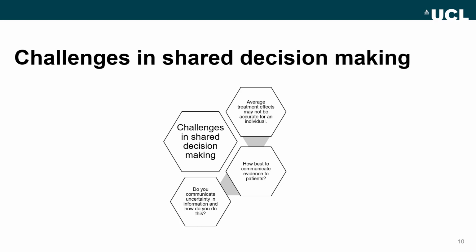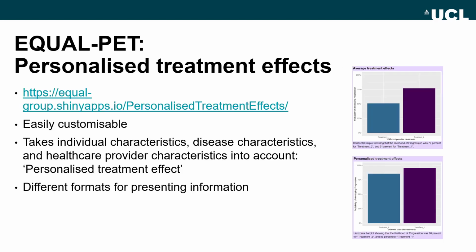I have developed a new app called Equal Pet, which is easily customizable for different illnesses. This can take the individual characteristics, disease characteristics, and healthcare provider characteristics into account when predicting the treatment effect. It also has different formats for presenting the information.